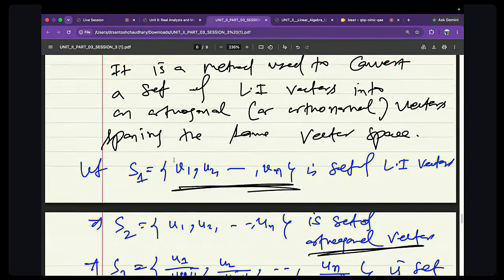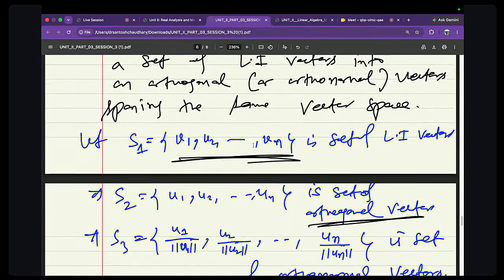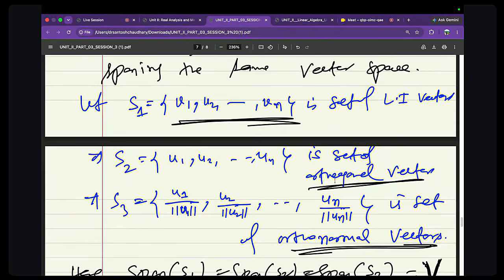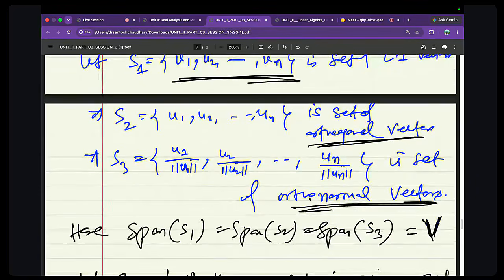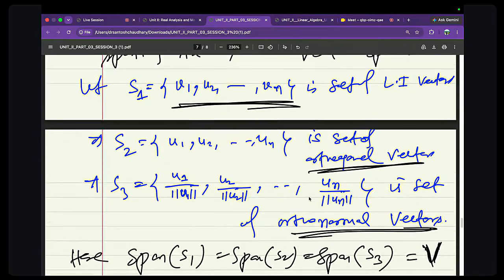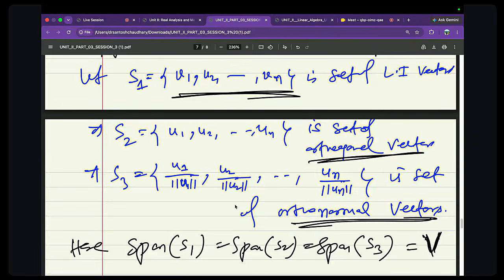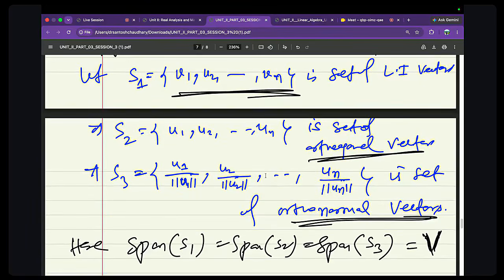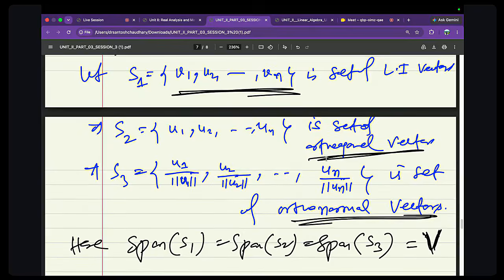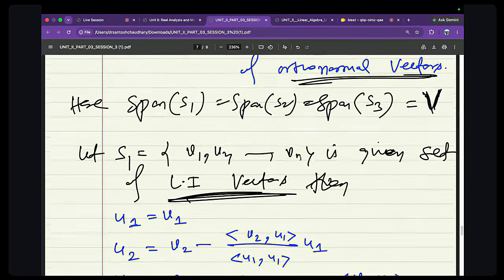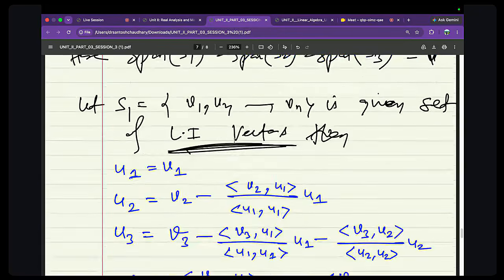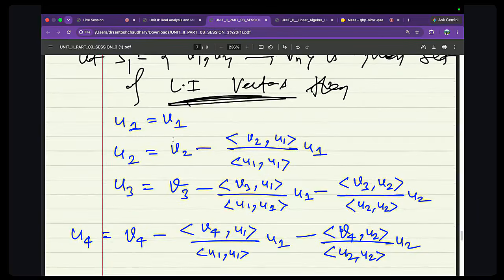So we have given S1 as a set of linearly independent vectors. S2 is the set of corresponding orthogonal vectors. And S3 is the set of corresponding orthonormal vectors. So how to obtain? And the good thing is they will all span the same vector space. So span of S1, span of S2, span of S3, they all will be equal to the common vector space. So S1 is V1, V2, ..., Vn, given set of linearly independent vectors. So how will you obtain orthogonal vectors?